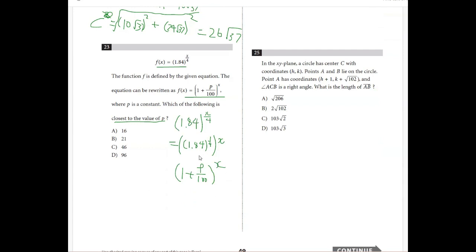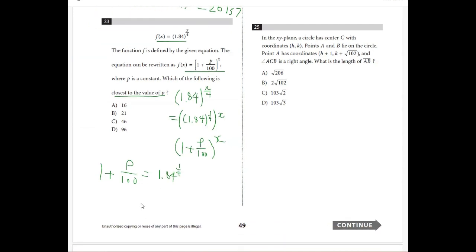Okay. Now we need to deal with what's inside. So I'm going to write it down here to make it more clear. Is equal to 1.84 to the power of. Okay. And then you're definitely going to want to punch this in your calculator. And if you do that to solve for p, you get 16.46. So A is the correct answer here.